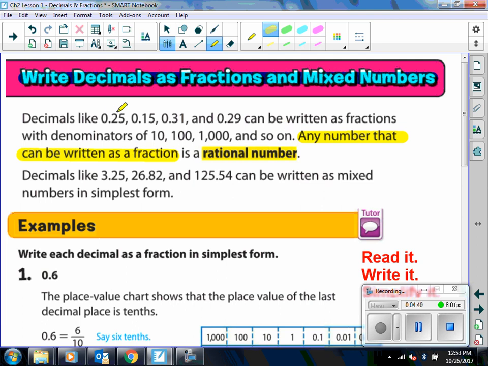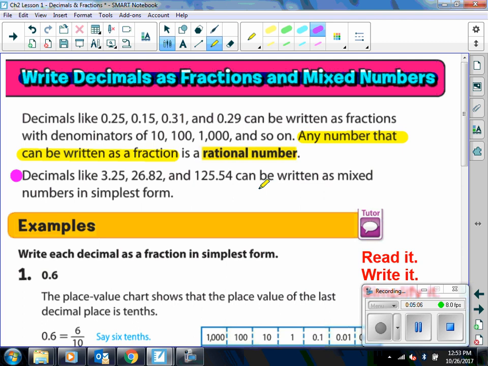Now, down here, it says that decimals like 3.25, 26.82, 125.54, those can be written as mixed numbers. And then we can simplify them. So 3.25 can be written as 3 and 25 hundredths, and then you can simplify the 25 hundredths. Everybody clear with that? All right.